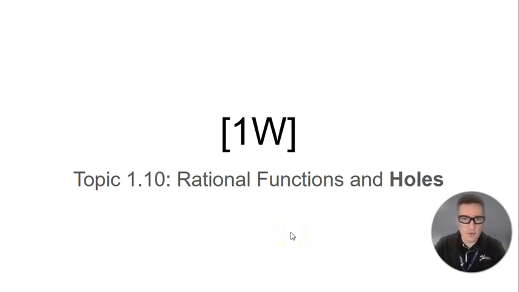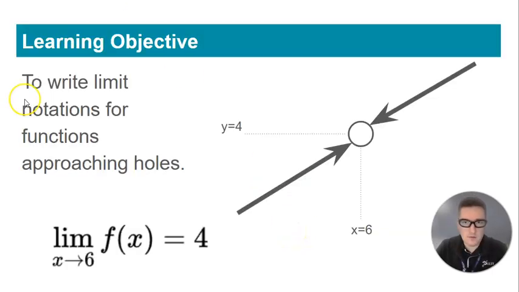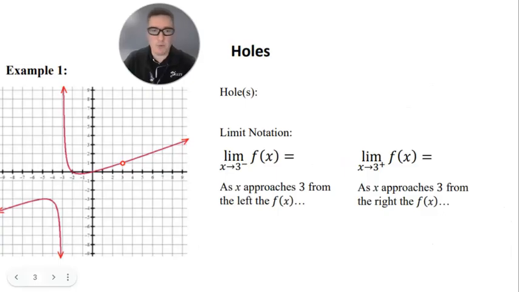Assignment 1W, Rational Functions and Holes. The learning objective for this assignment is similar to the previous assignment. We are going to be using the limit notation to describe what functions do as we get closer and closer to the hole. Let's start with example 1.